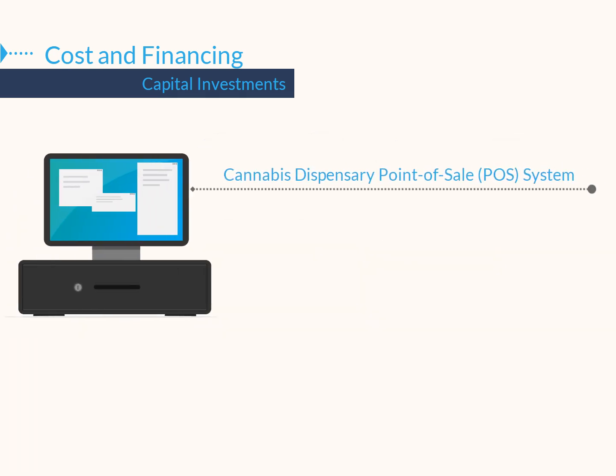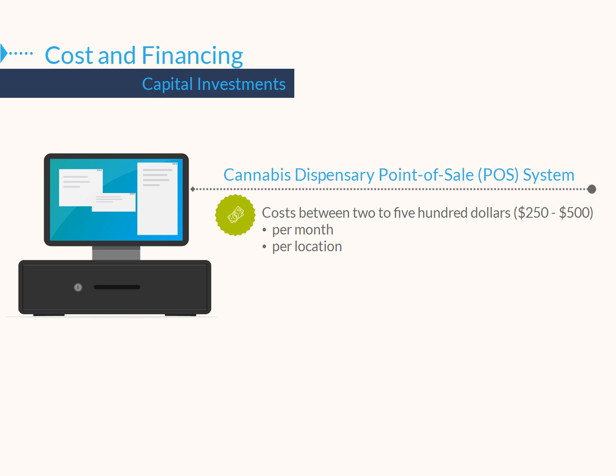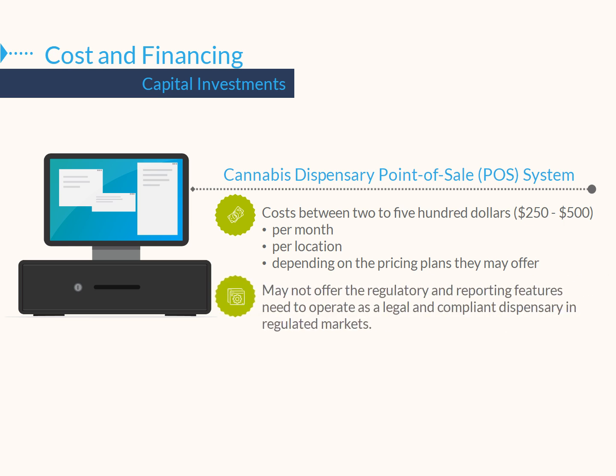A high-quality cannabis dispensary point of sale, or POS, system's cost can range between $200 to $500 per month per location, depending on the pricing plans they may offer. Be careful that any POS below that monthly cost may not offer the regulatory and reporting features that you need to operate as a legal and compliant dispensary in regulated markets.